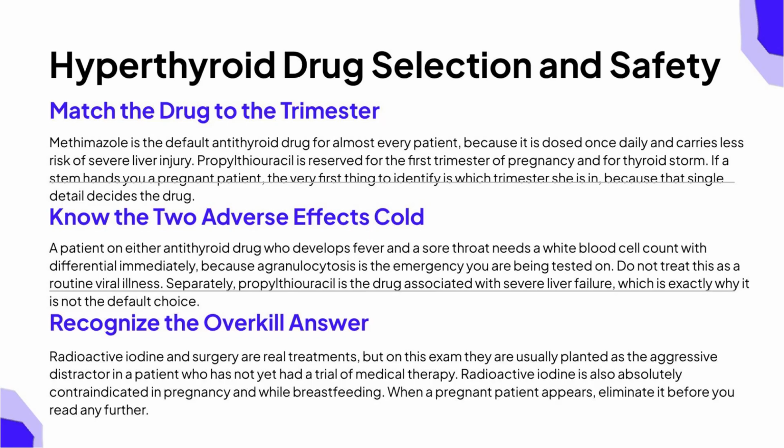Second, know the two adverse effects cold. A patient on either drug who calls with fever and sore throat is not routine. That patient needs a white blood cell count with differential now because you're being tested on agranulocytosis. And propylthiouracil is the one linked to severe liver failure, which is why it's not the default. Third, recognize the overkill answer. Radioactive iodine and surgery are legitimate in the real world, but here they're usually the aggressive distractor for a patient who hasn't had a trial of medical therapy. And radioactive iodine is absolutely contraindicated in pregnancy and breastfeeding. The moment a pregnant patient appears, cross it off.